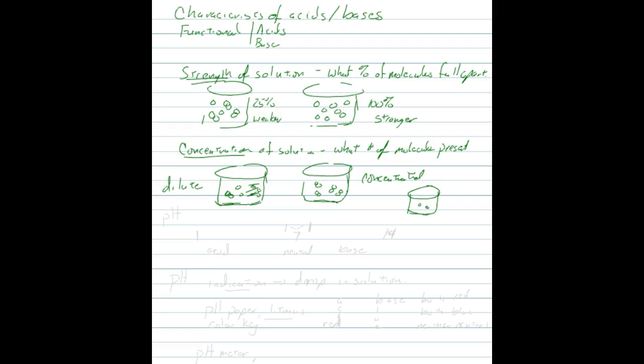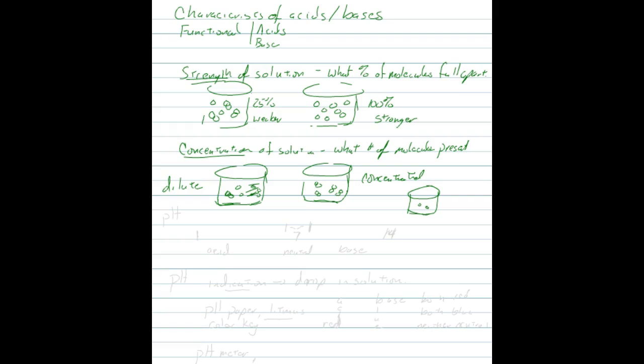So you can have four combinations. You can have a weak dilute solution. You can have a weak concentrated solution. You can have a strong dilute solution. You can have a strong concentrated solution. It just deals with how many particles there are and what percent falls apart.